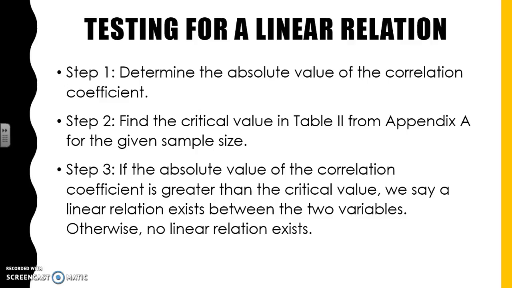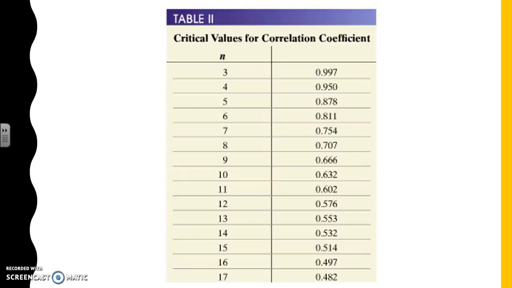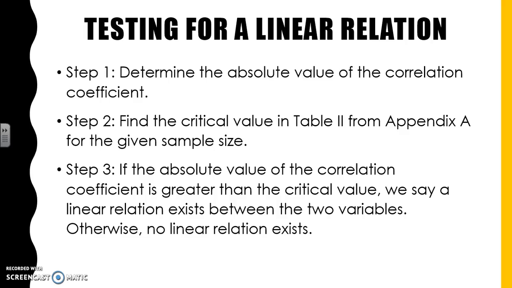Table 2 from Appendix A looks like the following. You'll see there that those are all positive, and that's not the whole table, it's simply a screenshot of the table. So that's why we're comparing that. So that's the linear correlation coefficient.